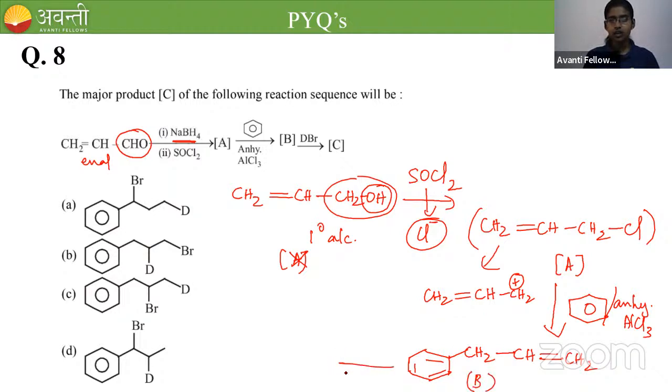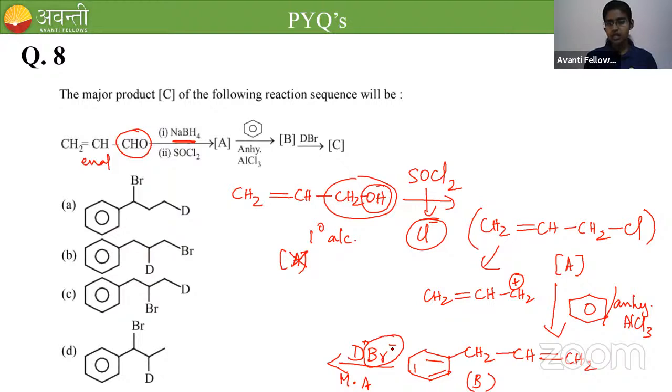And compound B on treatment with DBr. So what is D basically? D is deuterium, right? It is an isotope of hydrogen. So like HBr, it is called DBr, D plus and Br minus. So we have to add this DBr to the double bond. What rule do you have to use here for the addition of DBr to the double bond? We have to use Markovnikov's addition, right? So what is Markovnikov's addition? The negative part of the adding molecule goes to the double bonded carbon which has less number of hydrogens.